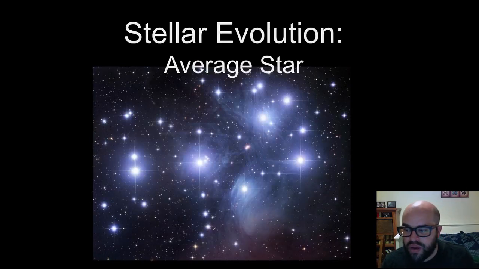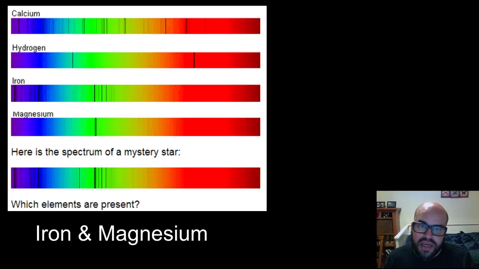So, we are going to break up this lecture by size. We're going to start with stars that are average size, like our sun, and see what their life cycle is going to be like.